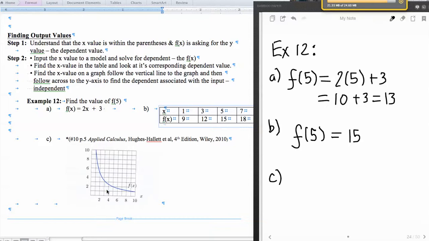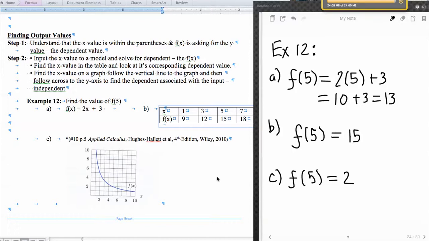And then finally here, we're going to go across and we see the x's, the independents here, are by 2s. So 5 is right here. We'll follow it up to the graph and then back across to the y's. We did this back in chapter 2. And now we see that f of 5 from this part is equal to positive 2. And that's how we'll find the output values based upon the independent values. And we can do this for graphs and tables and functions.